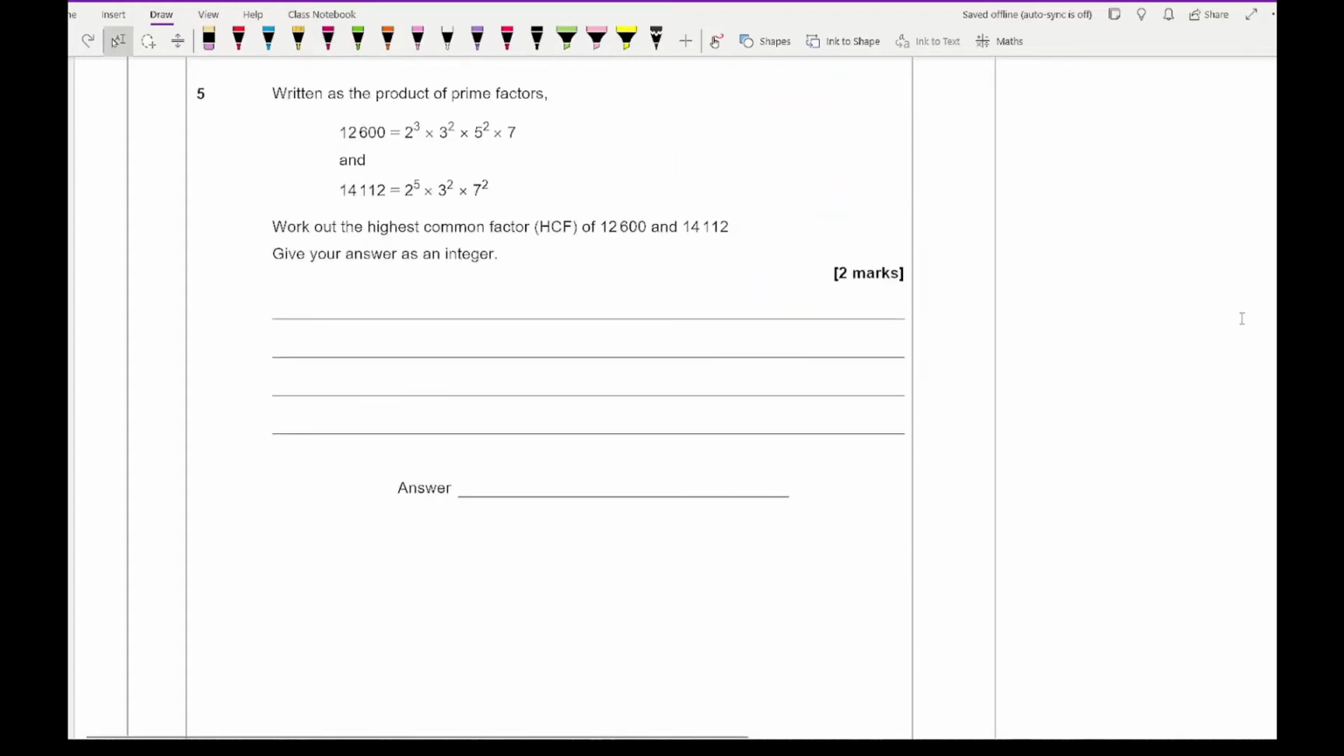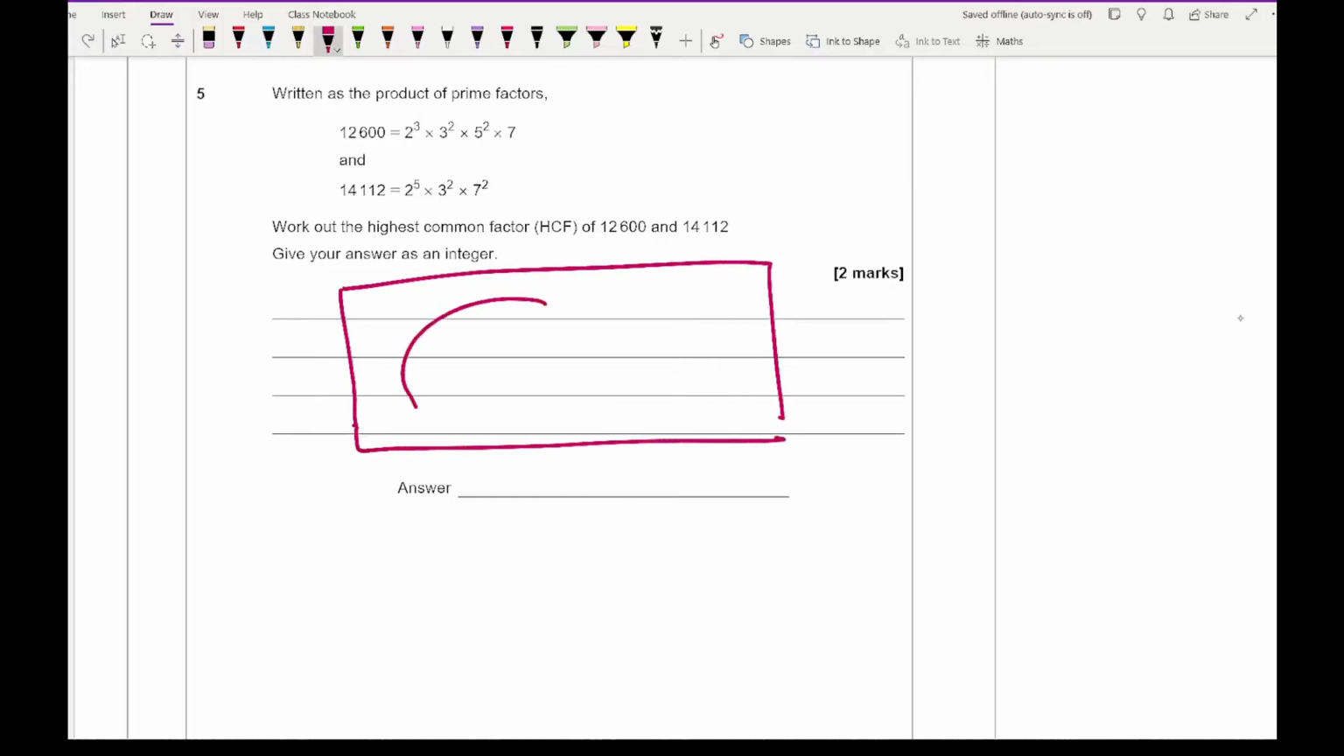Then moving on to question 5, it says written as a product of their prime factors, and we've got 12,600 and 14,112, and it says work out the highest common factor between those two numbers. Now there's loads of ways in which you could work this question out, but I'm going to go for the Venn diagram way, only because it has more links to other questions you could get based around this topic.